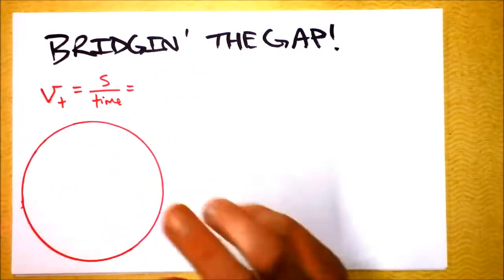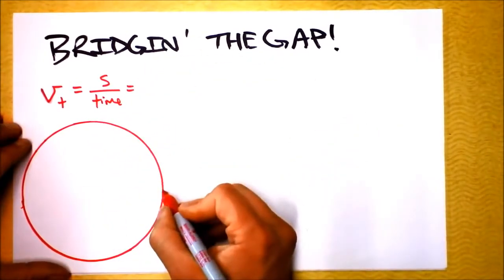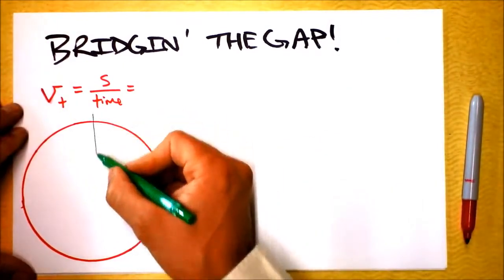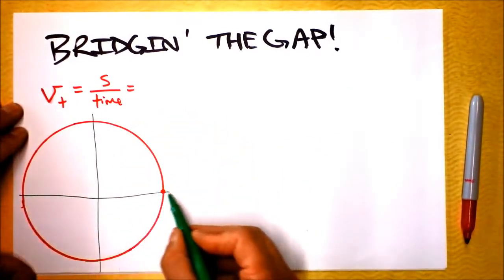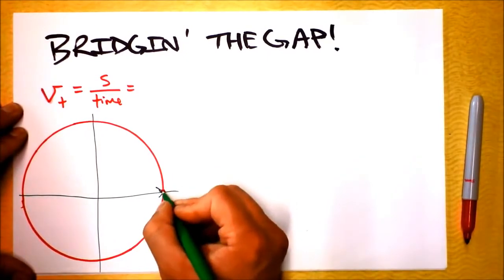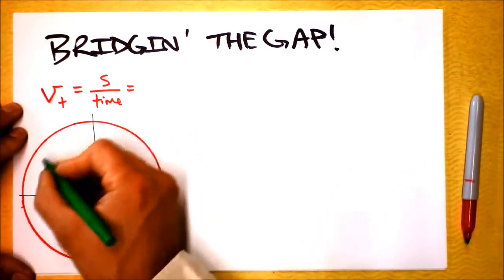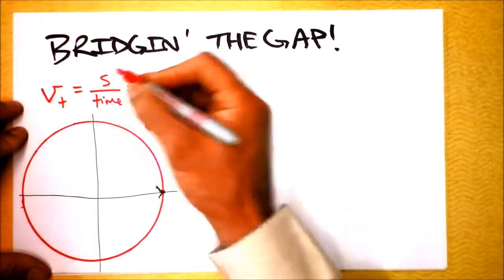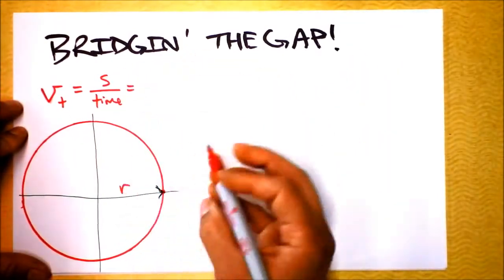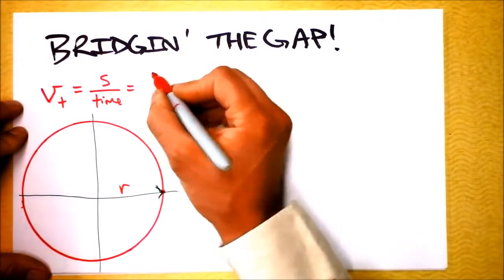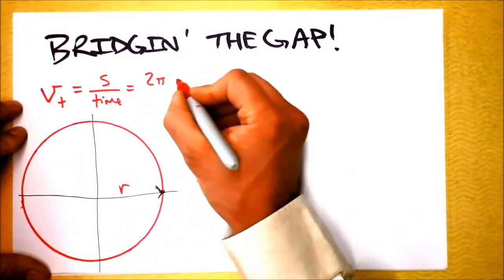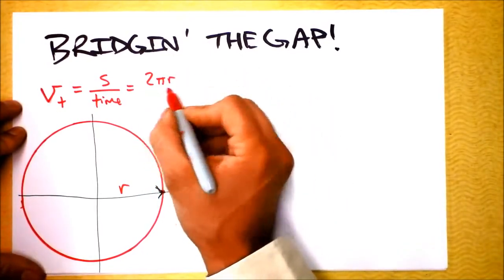So let's consider one circular path that we can easily understand, and that would perhaps be starting here and going all the way around. So what is the arc length if we go all the way around? Let's say this is a distance r. Well, it's going to be 2 pi times r. And everybody in 5th grade has learned that the circumference of a circle is 2 pi r.